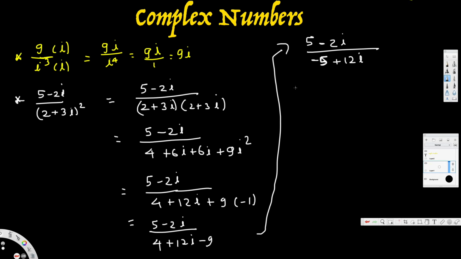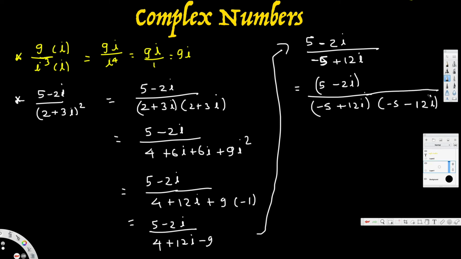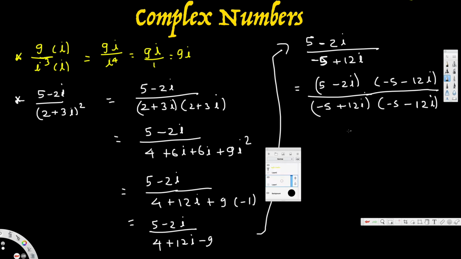Now we can simplify further by multiplying the denominator by its conjugate. So here we have 5 minus 2i over minus 5 plus 12i. The conjugate of this denominator is minus 5 minus 12i. If we do it in the denominator, we have to do it in the numerator as well, so we multiply this one by negative 5 minus 12i as well. Now let's simplify top and bottom. In the numerator we have 5 minus 2i times negative 5 minus 12i, so I'm going to FOIL it.